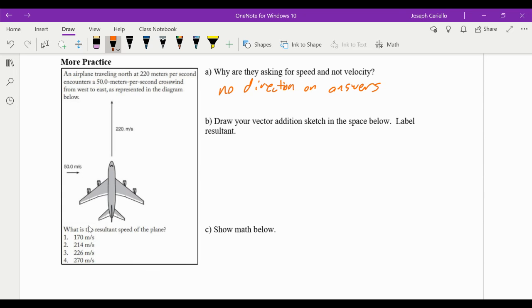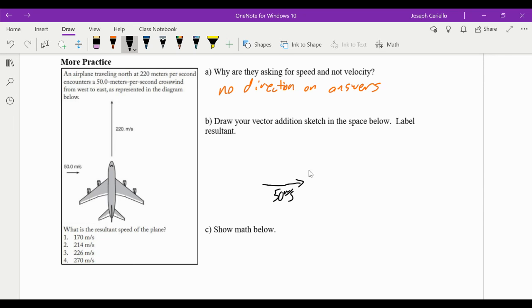So it says, draw your vector addition sketch in the space below, label the resultant. So let's draw one of the vectors first. It does not matter which vector you draw first. I really want to emphasize that. So let's work, I don't know, left to right. So I'm going to draw my 50 meter per second vector. This won't be to scale. Now I have to draw my 220 meters per second vector, still pointing straight up, and it's got to be tip to tail with the 50 meter per second.